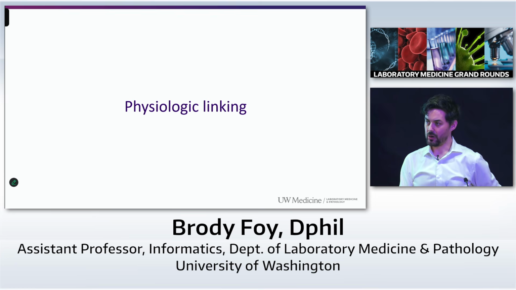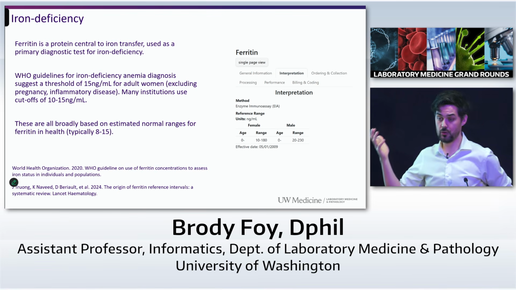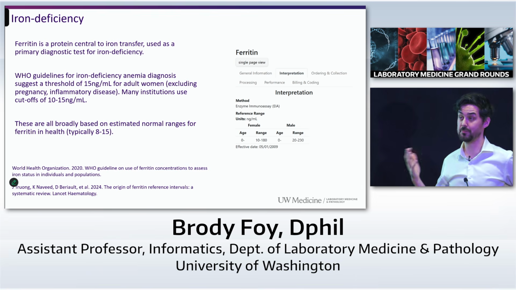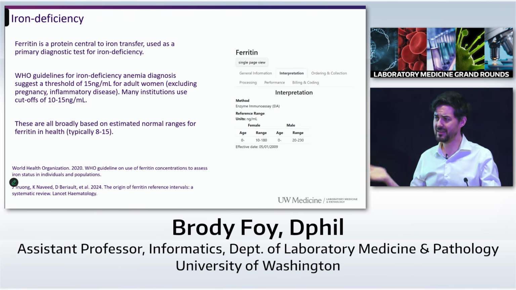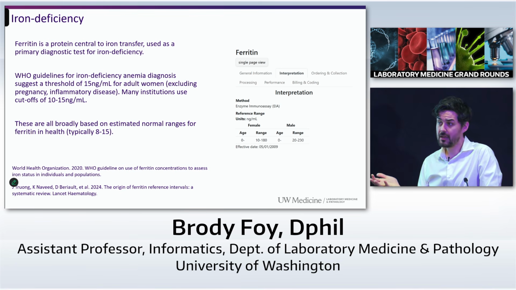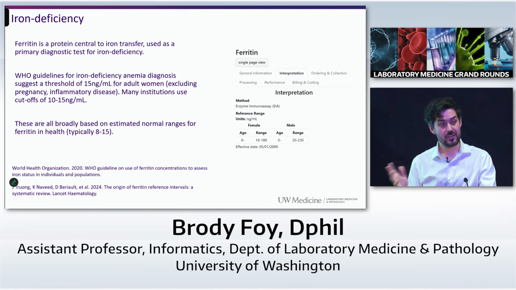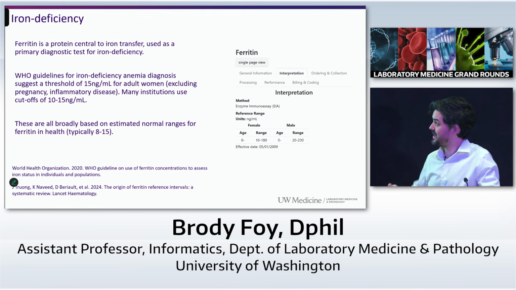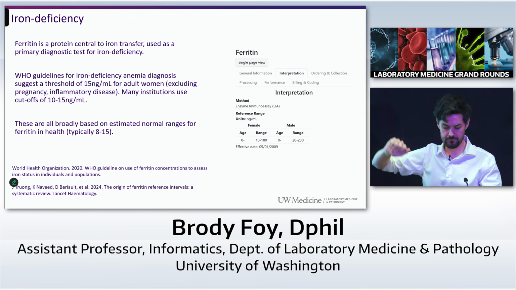A good example for what I mean by this is hemoglobin and iron deficiency. Ferritin is a protein involved in iron transfer, so it's used as a primary diagnostic test for iron deficiency, right? We know it has some limitations, it's confounded by inflammation, but it's still our standard test. The World Health Organization guidelines for ferritin for iron deficiency are usually set at around 15. Many institutions use cutoffs of about 10 to 15, including UW, for women. They usually use slightly higher ones for men.